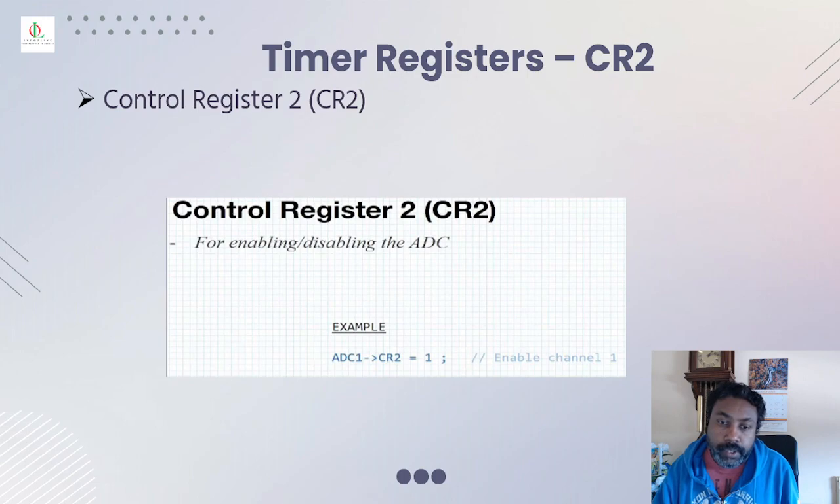The control register 2 is sometimes used for enabling and disabling the ADC, and also it is used for enabling the channel. So you need to set CR2 to 1 to enable the channel.